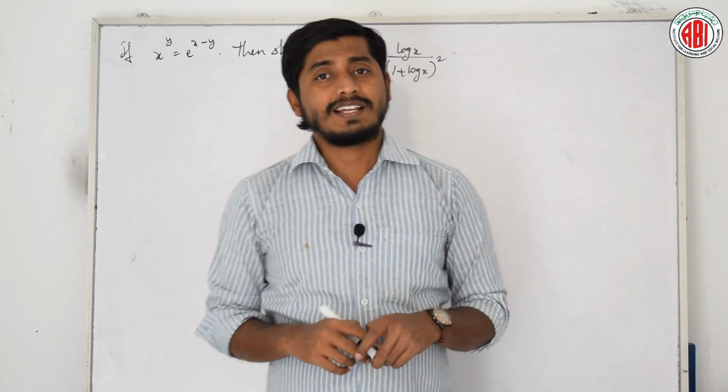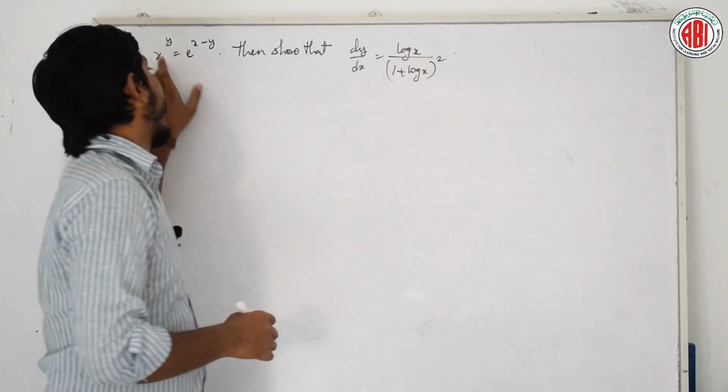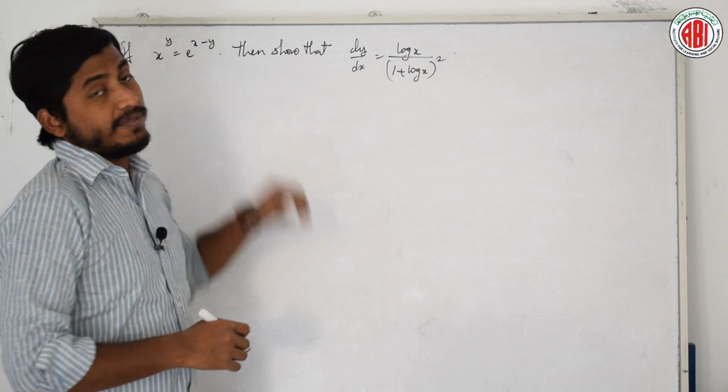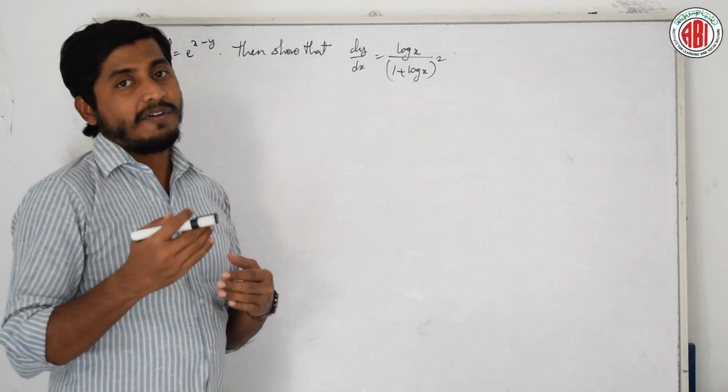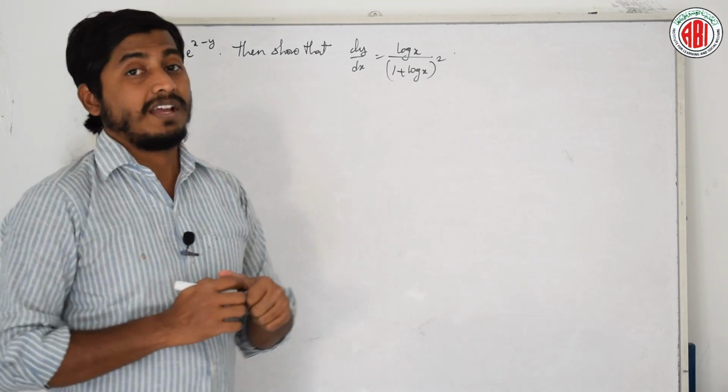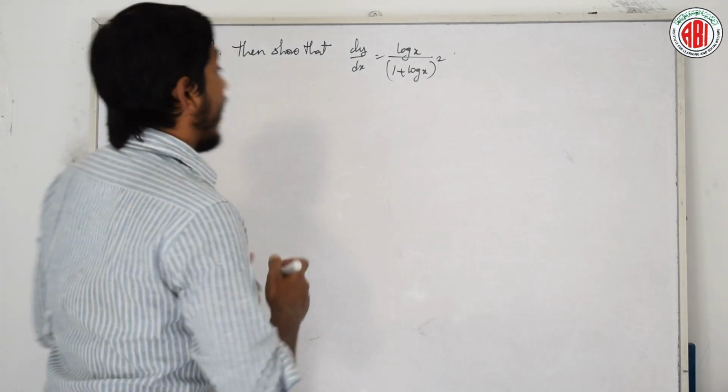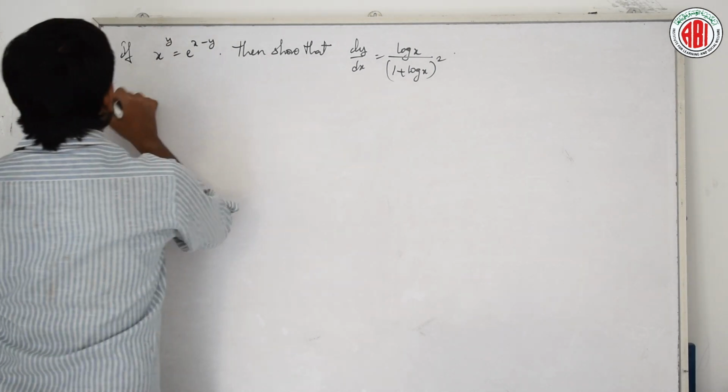Let's do. Look at this next question here. He is telling that x power y is equal to e power x minus y. Again variable as a power of another variable. Then what is it that we have to do? Directly apply log on both sides.